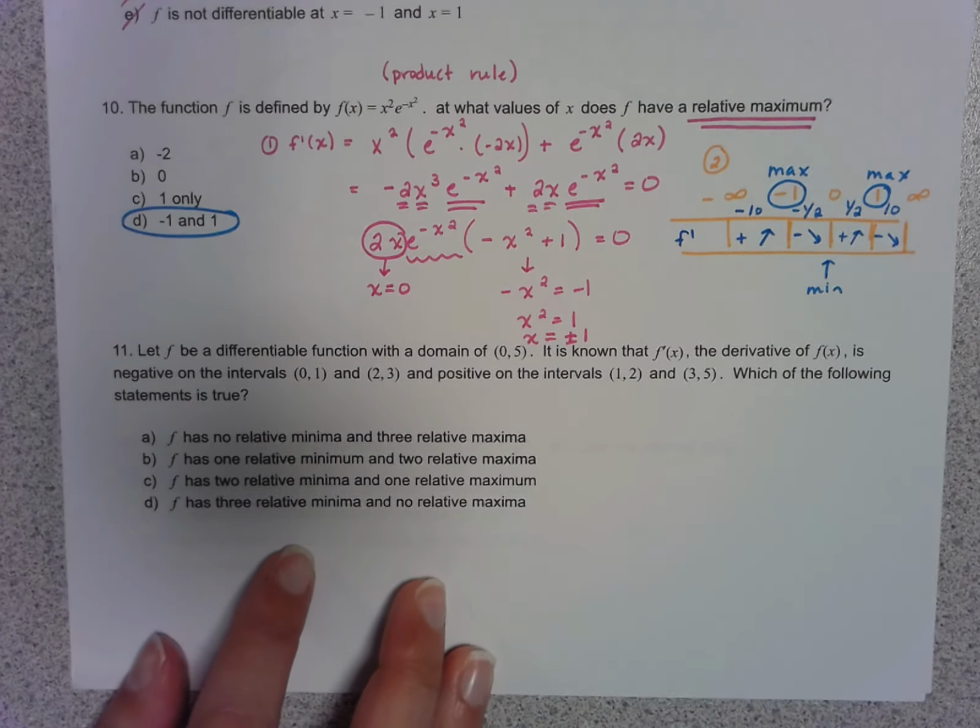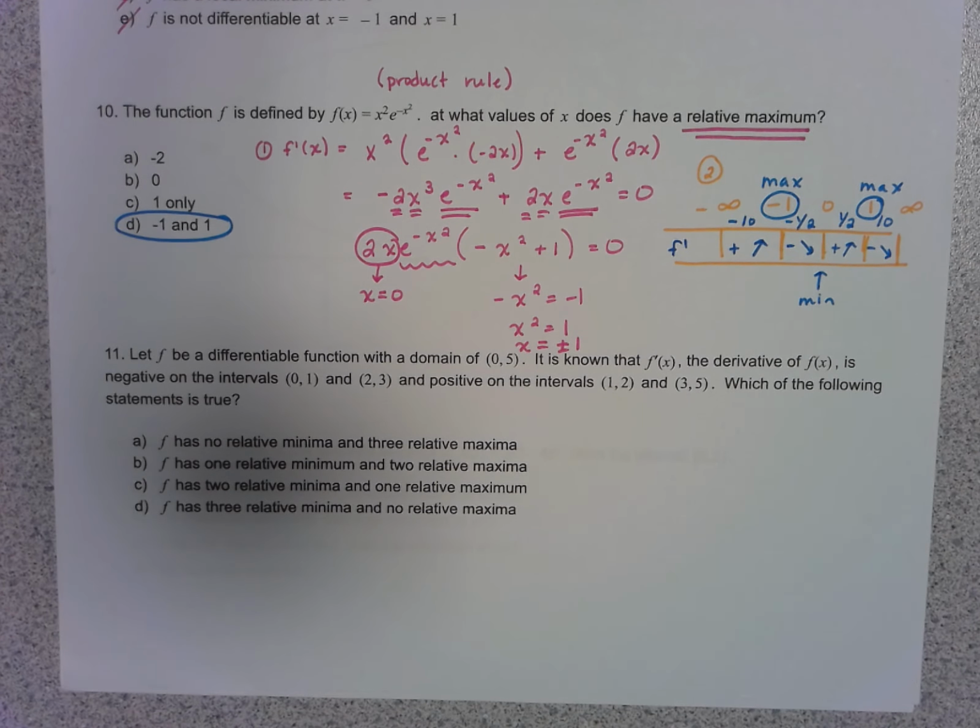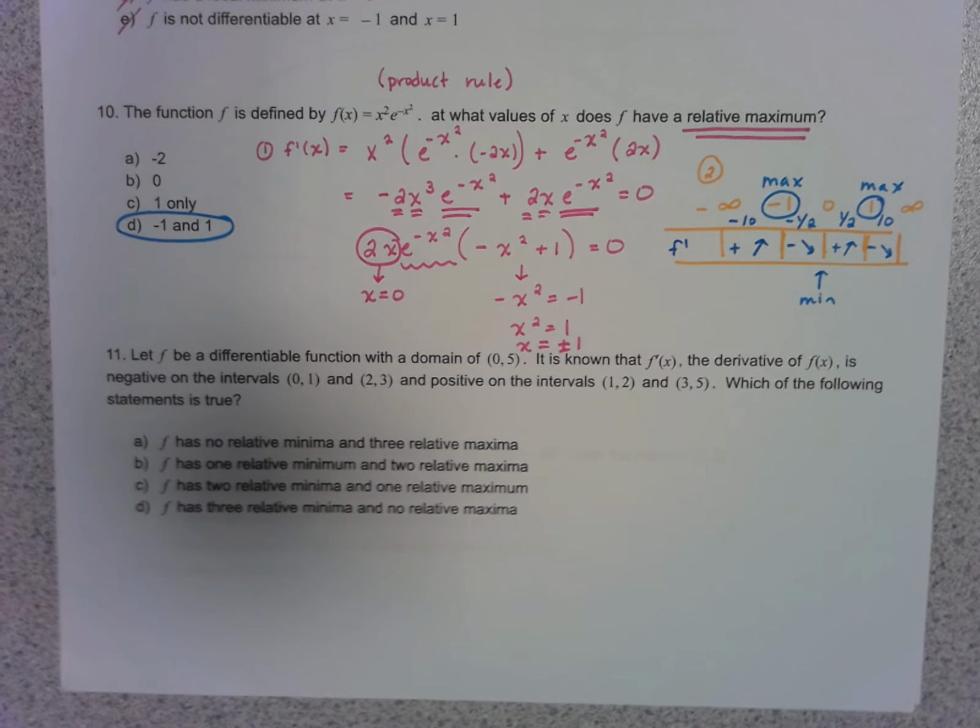For problem number 11, it says let f be a differentiable function whose domain is 0 to 5. It is known that the first derivative is negative on the intervals from 0 to 1 and 2 to 3, and positive on the intervals from 1 to 2 and 3 to 5. Which of the following is true? And it seems from these answer choices, they're going to be asking me about maximums and minimums.